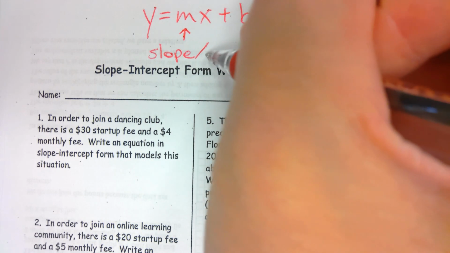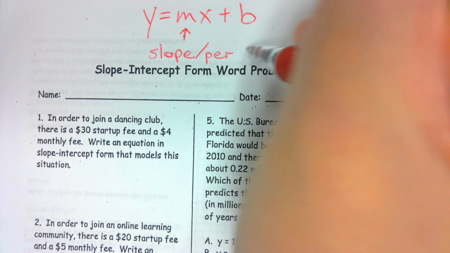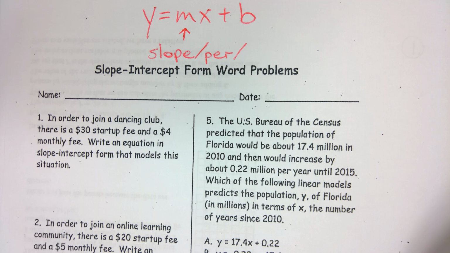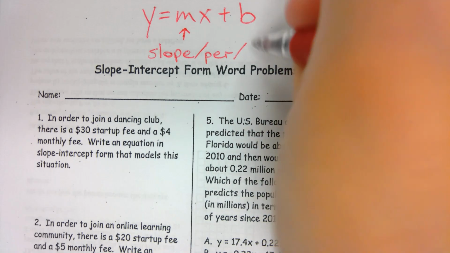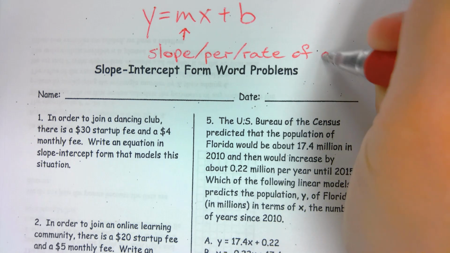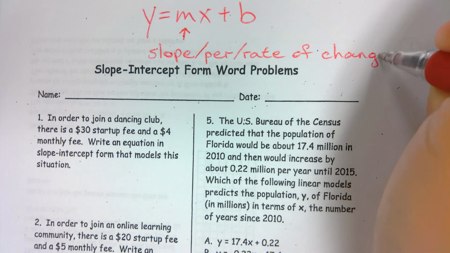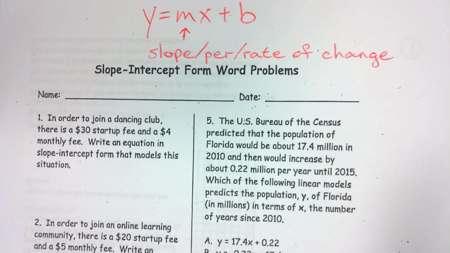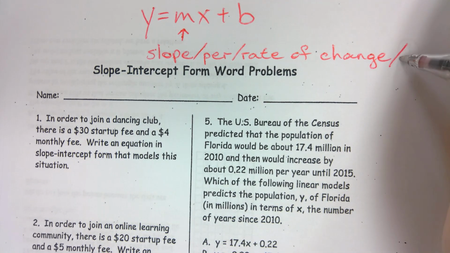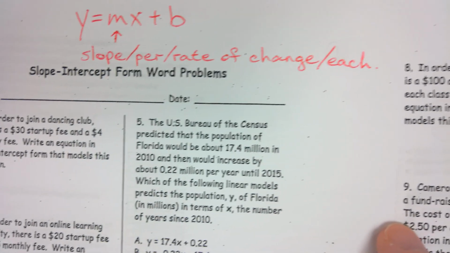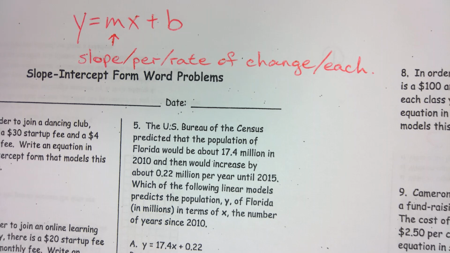Okay, monthly or per. Okay, what does slope mean anyway? Yeah, rate of change. That's right. Rate of change. Okay, in word problems, you're looking for the word per or each. And then sometimes it's the first difference. Why is it only sometimes the first difference?